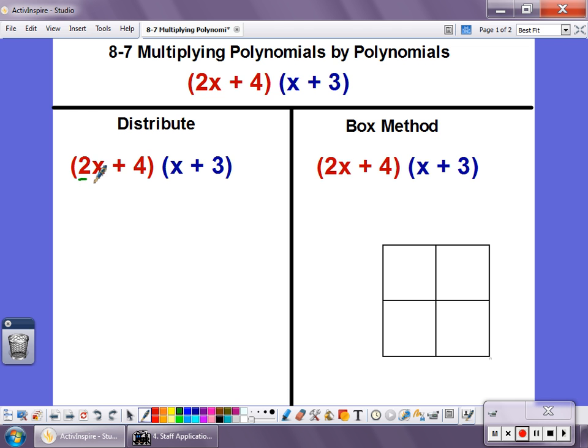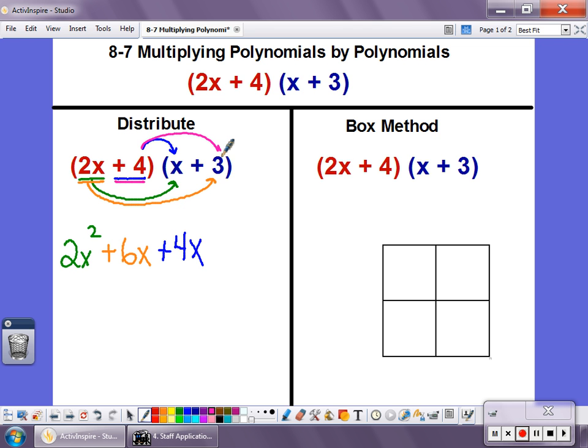So for example, I'm going to take this 2x and multiply it by this x. I'm going to distribute this first term to this first term, and I'm going to get 2x squared. Then I'm going to take that same 2x and distribute it to the second term in that second polynomial. So 2x times 3 is going to give me a 6x. Then I'm going to look at my second term in that first polynomial and distribute it to the first term. 4 times x gives me a 4x. And then I have one last distribution to do. I'm going to take this 4, distribute it all the way over here to the 3. 4 times 3 gives me 12.